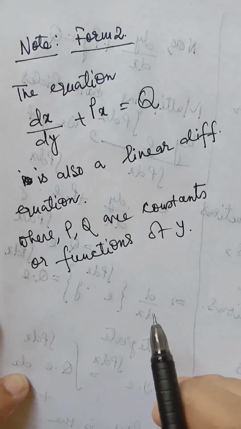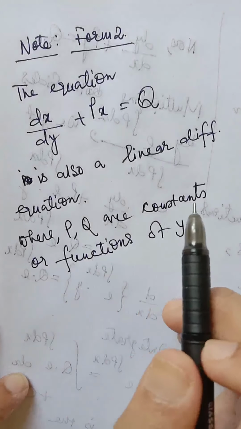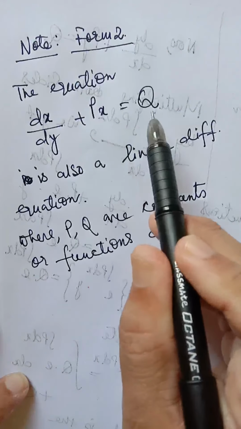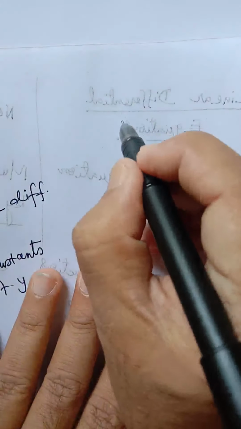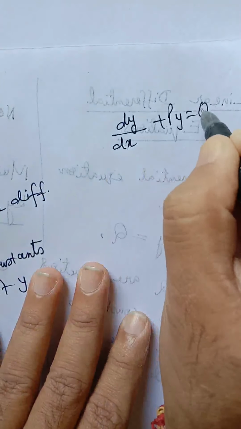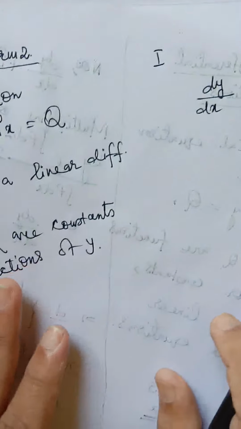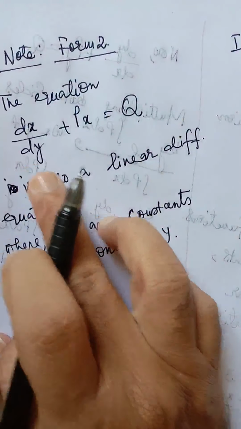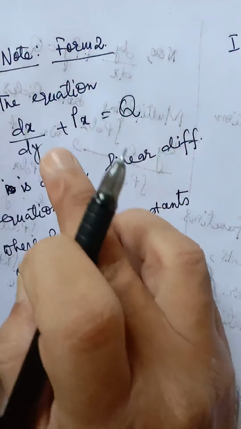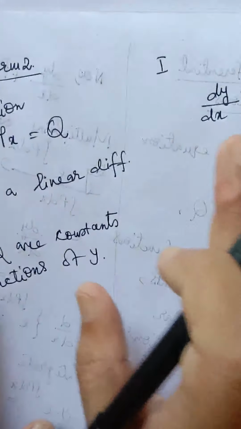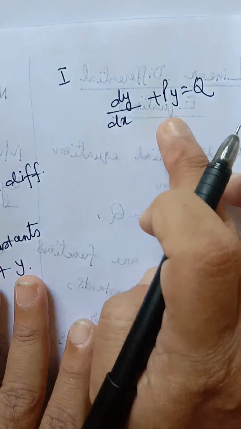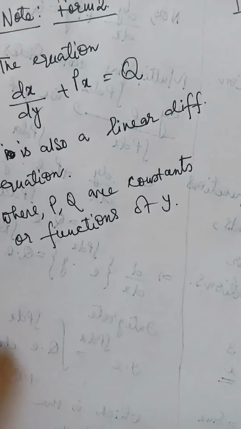There is another form of linear differential equation. The form is this: dx by dy plus px equal to q. What was the first form? I am writing again. You can see the first form is dy by dx plus py equal to q. This is the first form. And this is the second form, dx by dy plus px equal to q. Here, the positions of x and y have changed. This is the first form, dy by dx plus py equal to q. And this is the second form.